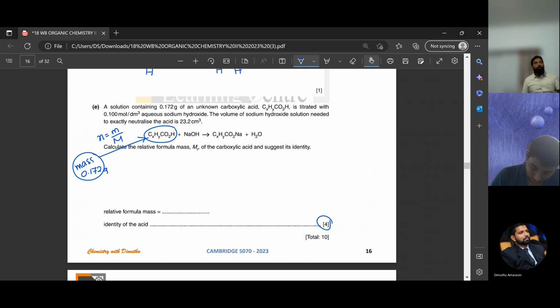Why? Your formula is unknown. We have unknown number of carbon. We have unknown number of Y. The moment you figure that out, you can solve the question. You know this question is asking what?